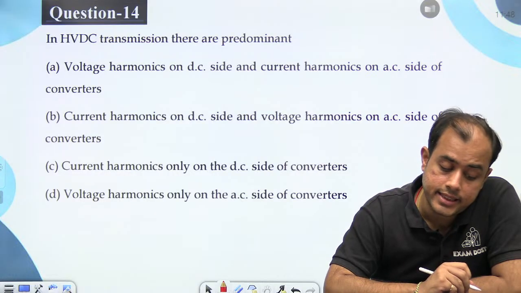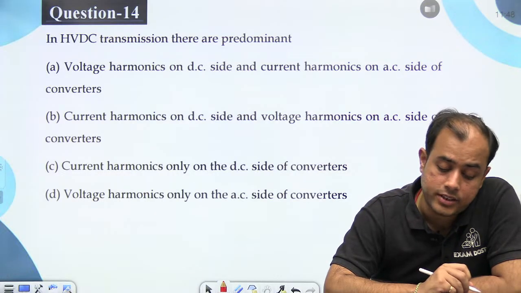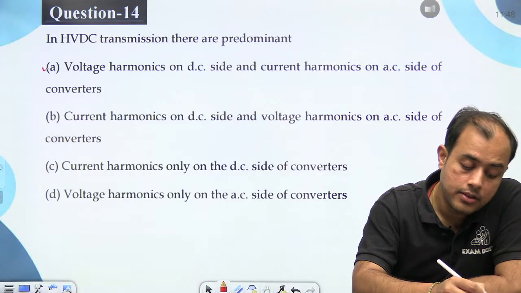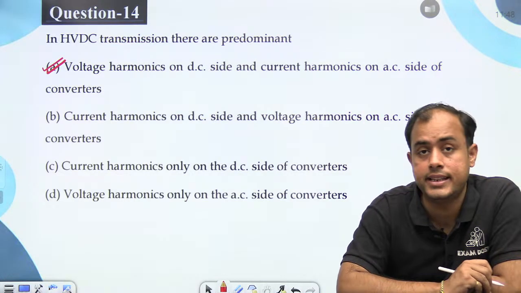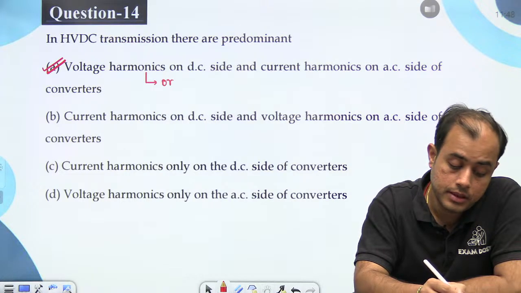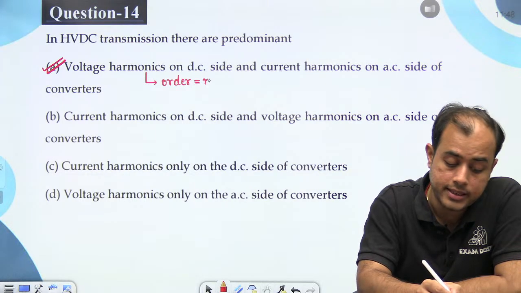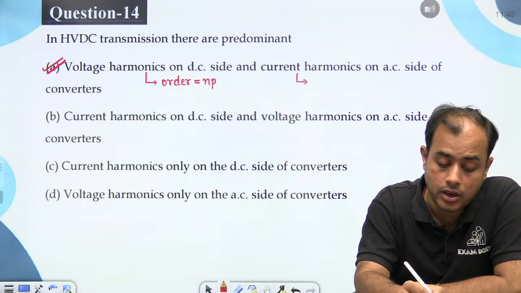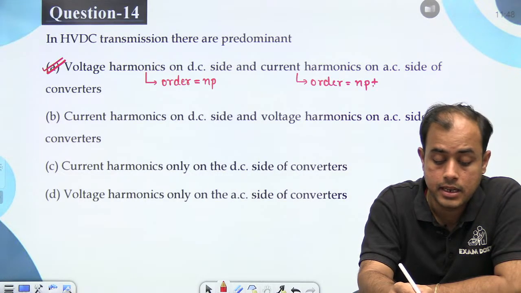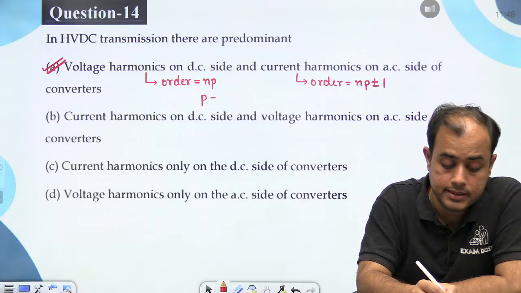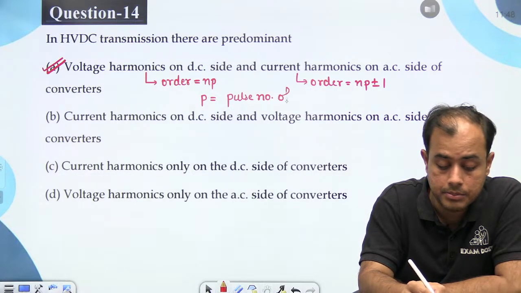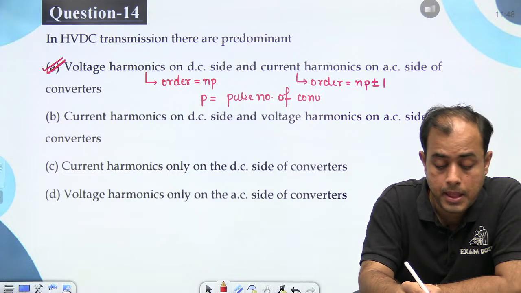In HVDC, there are predominant, ESE 2003. There are predominant voltage harmonic on DC, current harmonic on AC. The order of voltage harmonic is NP and the order of current harmonic is NP plus minus 1, where P is pulse number of converter.